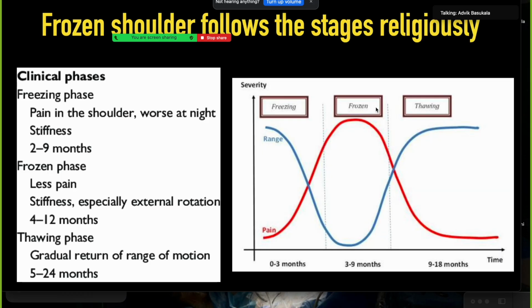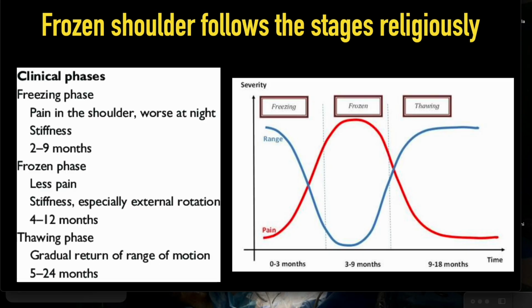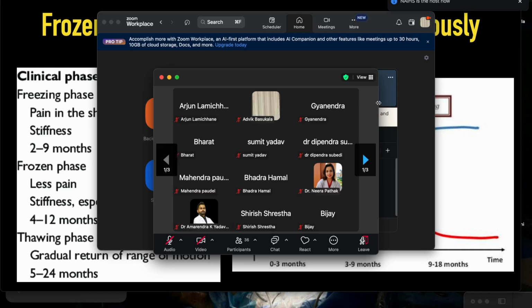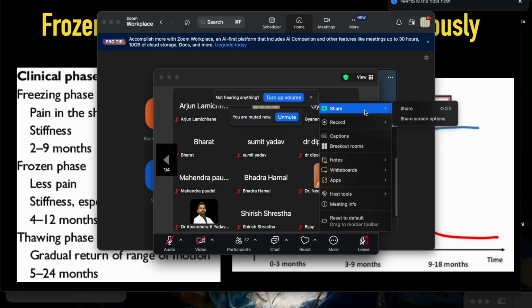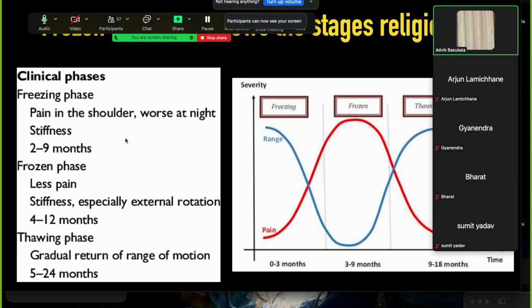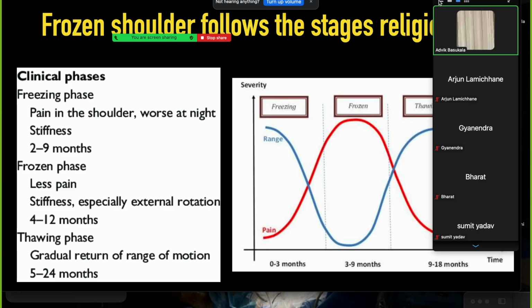And another issue is, we believe that frozen shoulder will follow these phases, the freezing phase, frozen phase, thawing phase, religiously. It does not. How will the shoulder know that it has already become 3 months and now it has to change from the freezing to the frozen phase? It does not. One phase may last longer. These 3 phases are there in every frozen shoulder, but it is not like after 3 months the phases change. It does not follow the stages religiously. That also we should know, I think.